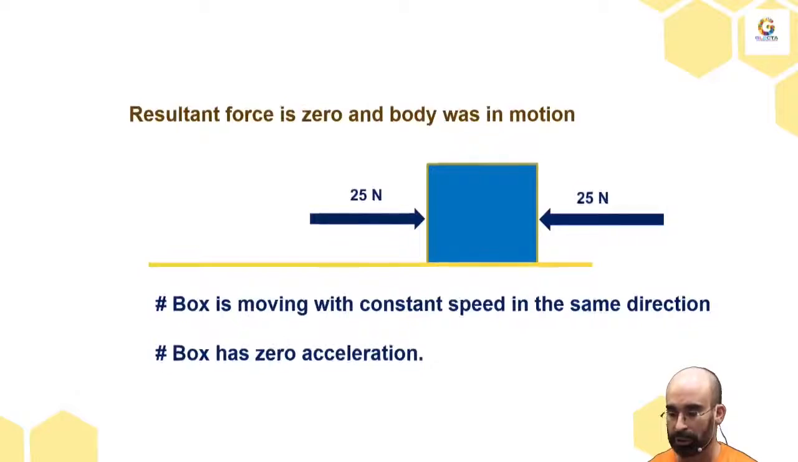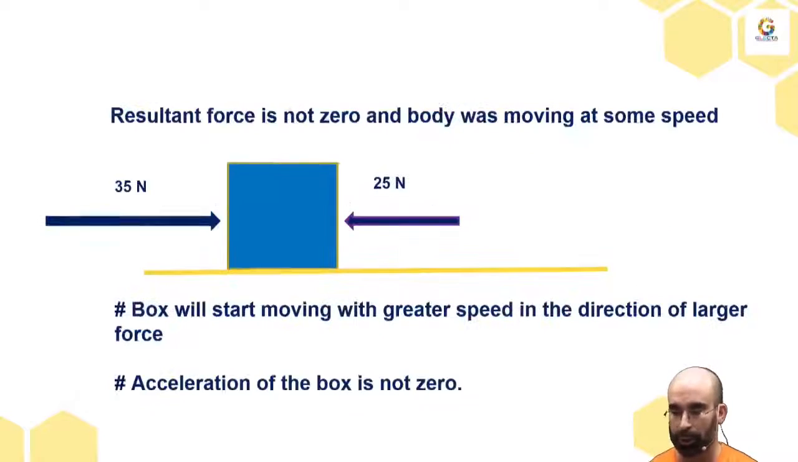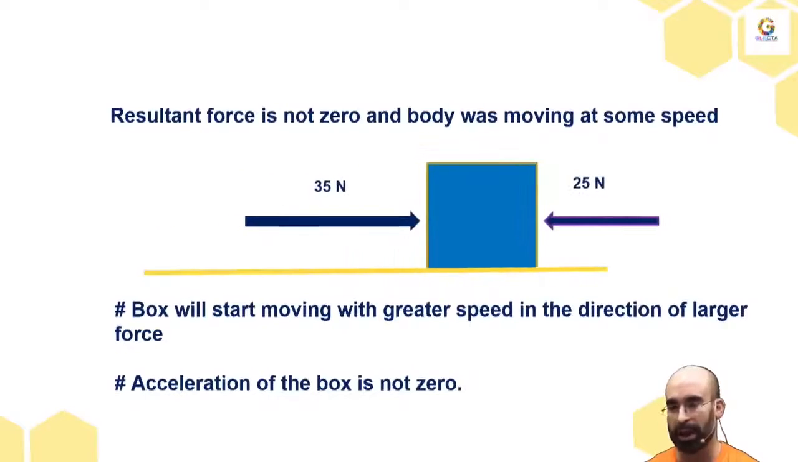Okay. Now let us see another situation where the resultant force is not 0 and body was moving at some speed. Due to this unbalanced force, we have already understood unbalanced force. Here we see that unbalanced force, that is, a resultant force is not 0. Under this effect, what is happening? Box will start moving with greater speed in the direction of larger force. Acceleration of the box is not 0.